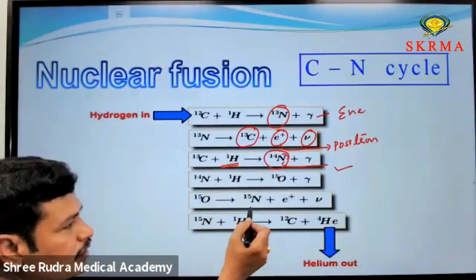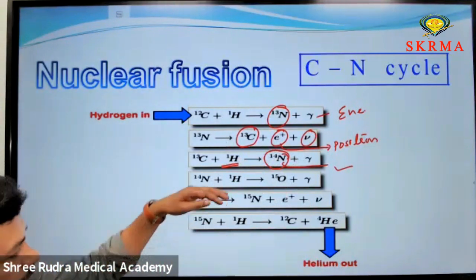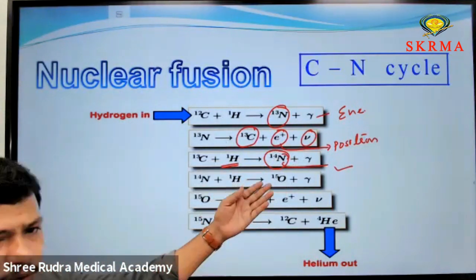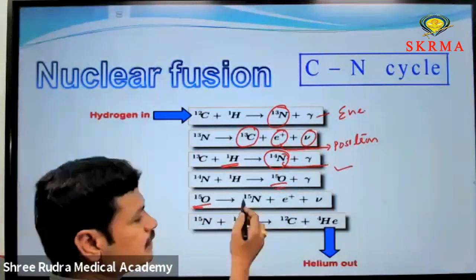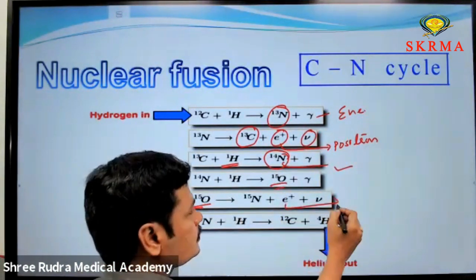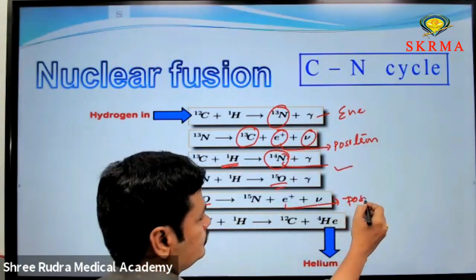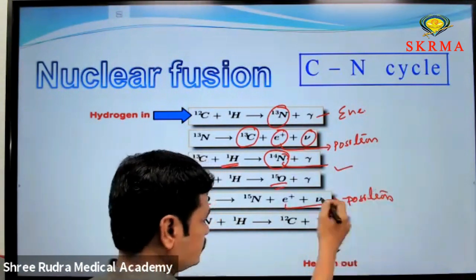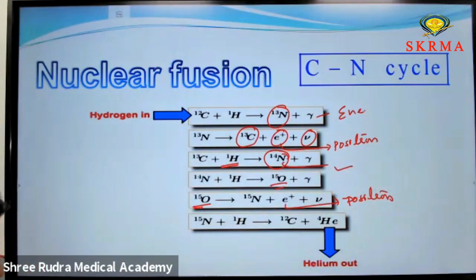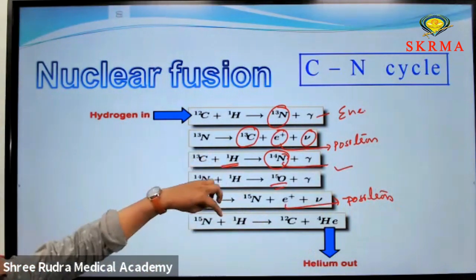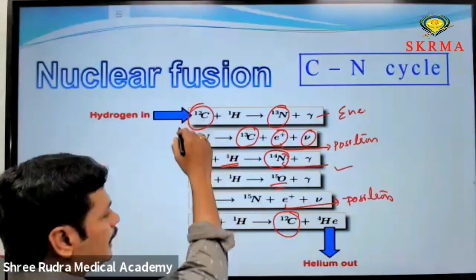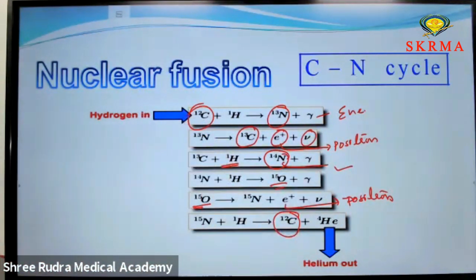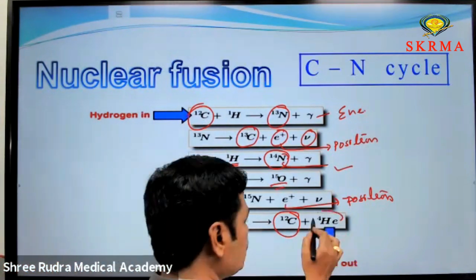This carbon also releases energy. This carbon again reacts with a proton and produces oxygen-15, O15. As O15 is unstable, it further decays into a proton, a positron, and a neutrino is also released. Again, this 15N reacts with a proton and produces carbon again. Start with carbon and end with carbon. The carbon cycle is completed. The final product here is helium.